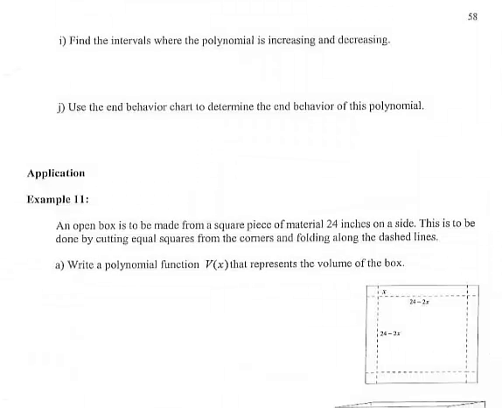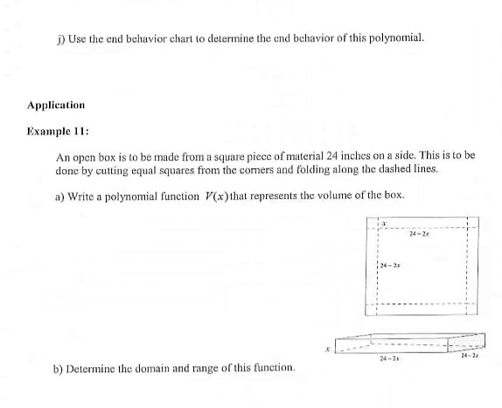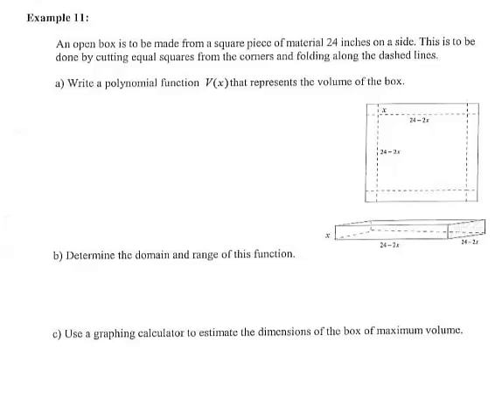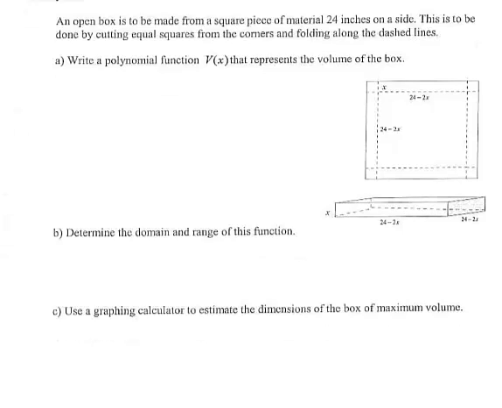So that only leaves us with one more example in this section. We have a box problem again. We saw this type of problem in chapter 1, and it reads, an open box is to be made from a square piece of material 24 inches by 24 inches. This is to be done by cutting equal squares from the corners and folding along the dashed lines.